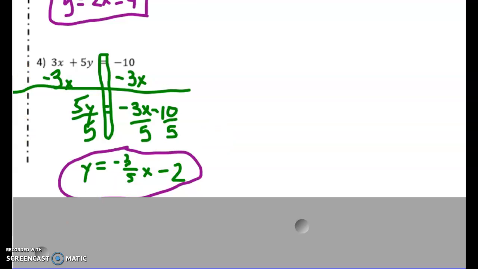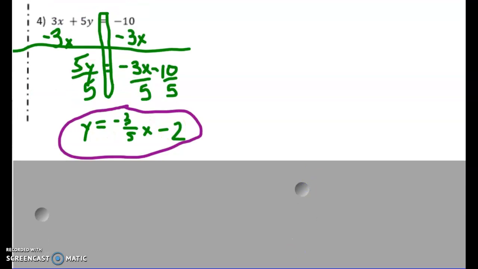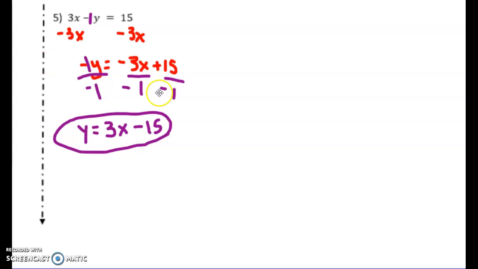All right, so I think we're set with this example 4. If you have questions, please let me know. I apologize. Obviously, I got distracted, and here's number 5.